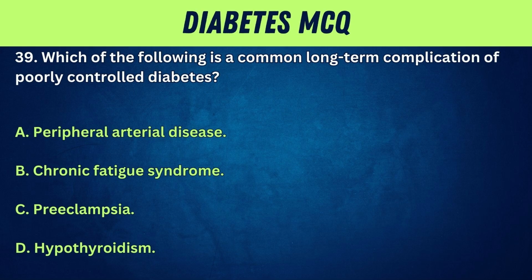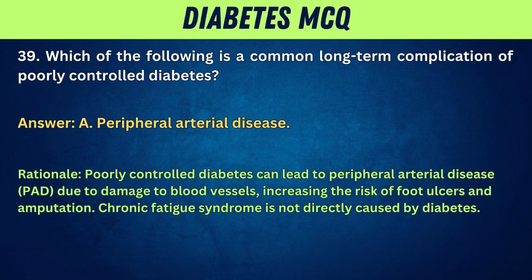39. Which of the following is a common long-term complication of poorly controlled diabetes? A. Peripheral arterial disease. B. Chronic fatigue syndrome. C. Preeclampsia. D. Hypothyroidism. Answer: A. Peripheral arterial disease.